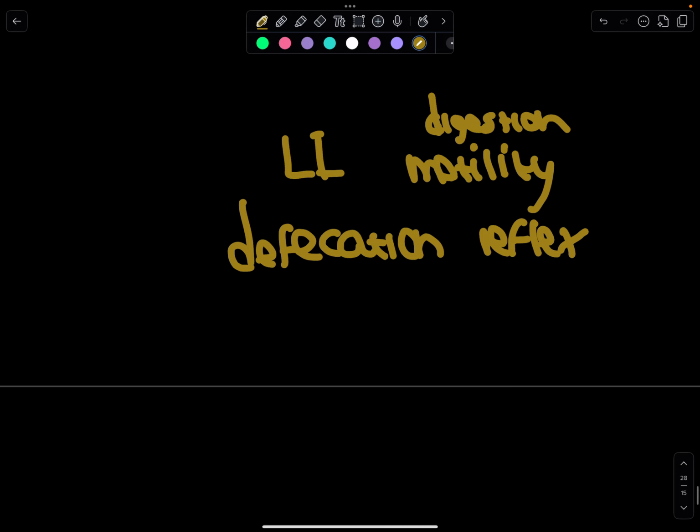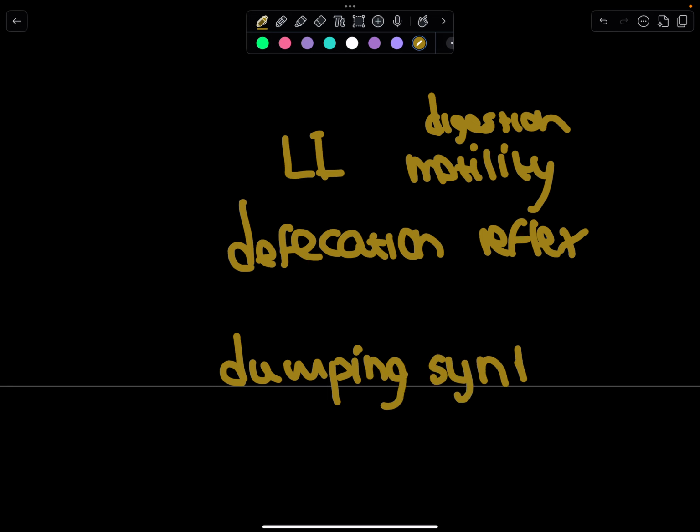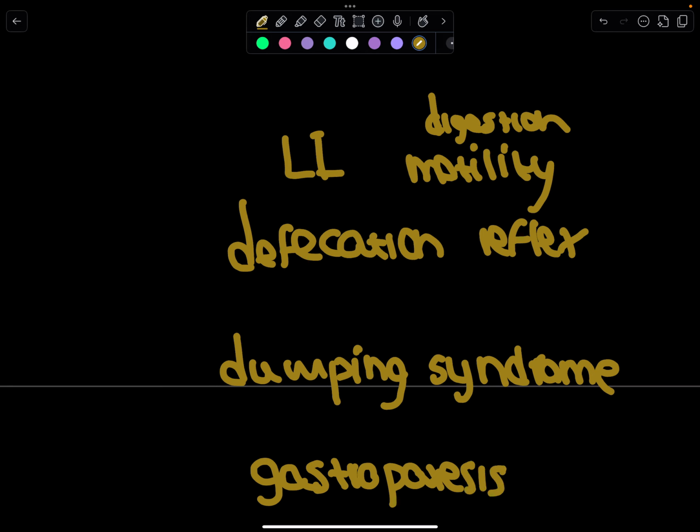Dumping syndrome and gastroparesis are motility disorders affecting gastric emptying. Dumping syndrome occurs when the stomach empties chyme too quickly into the small intestine, often after surgeries like gastric bypass, causing rapid fluid shifts and symptoms like nausea, diarrhea, and sweating. It's managed with dietary changes or drugs like octreotide.